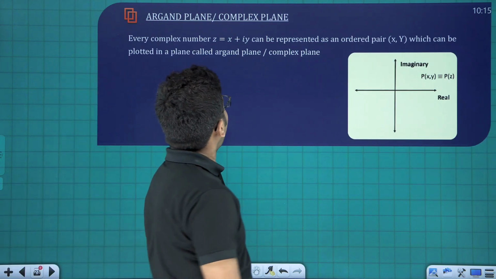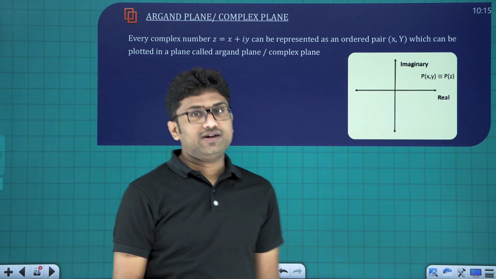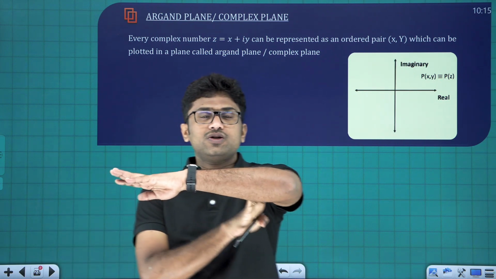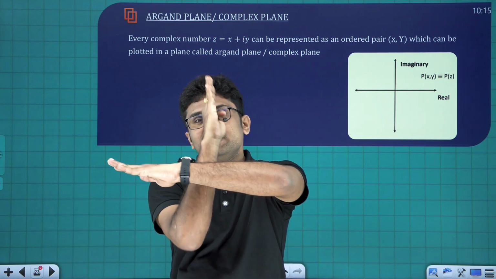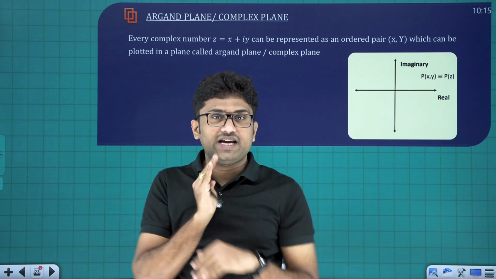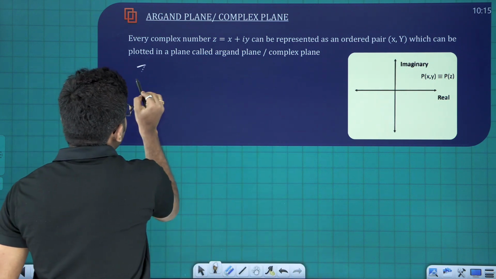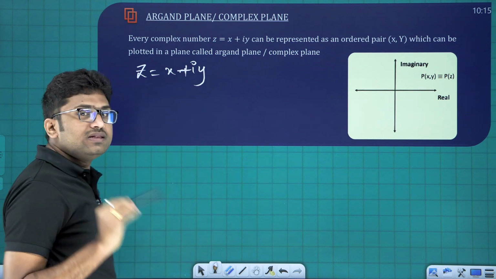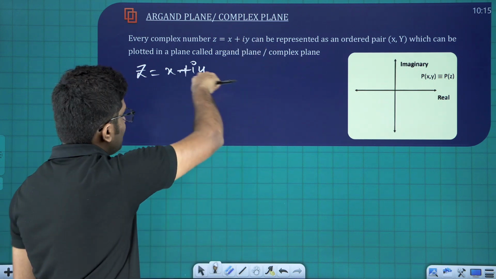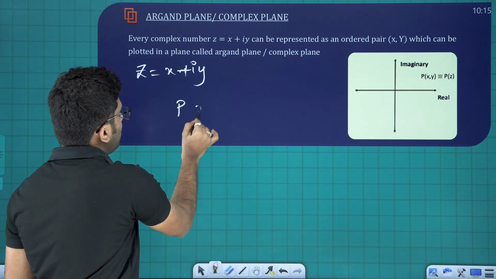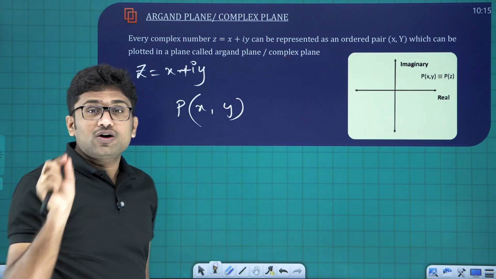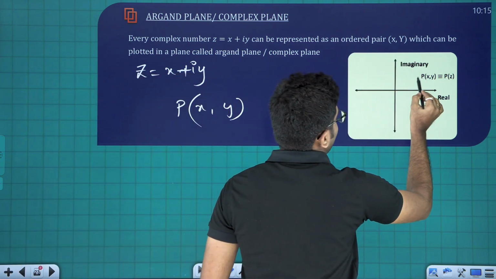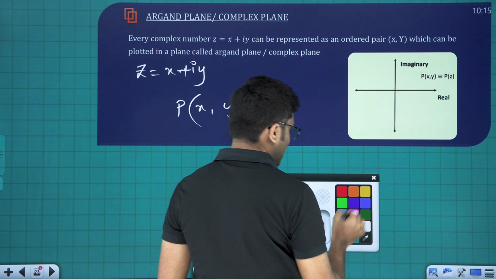Now the Argand plane or complex plane, like we have the Cartesian plane where x and y axis. In the Argand plane we will be having the horizontal axis as the real axis, the vertical axis as the imaginary axis. Real axis, imaginary axis. So if I say z is equal to x plus iy be any complex number, then it also represents a point. It is represented as a point P of an ordered pair of real part comma imaginary part. It is represented on this Argand plane.